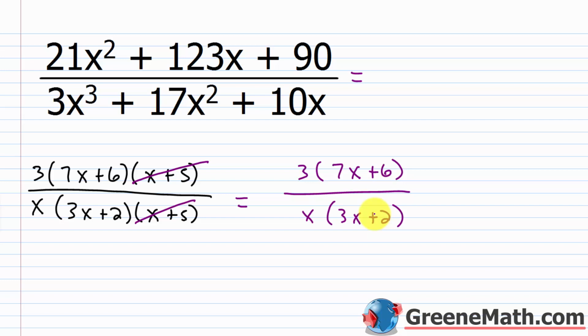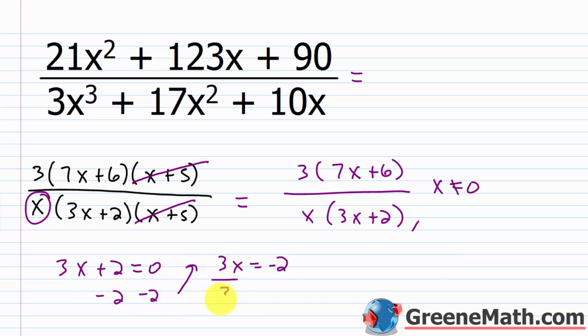If you look at the original here, x can't be 0. So x cannot be 0. Right, I got that from this x here. Just set x equal to 0. 3x plus 2, we would set that equal to 0 and solve. So this would be 3x is equal to negative 2. Divide each side by 3. You get x is equal to negative 2/3. So x can also not equal negative 2/3.